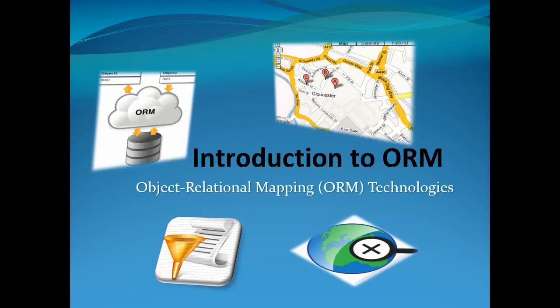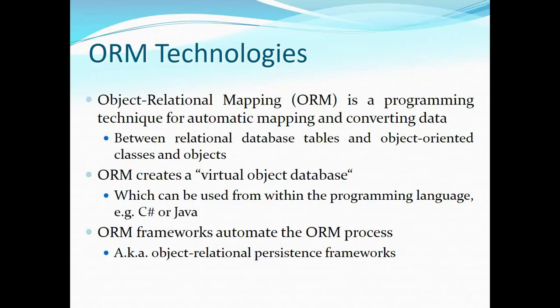Moving on, we'll see what ORM is. ORM is a programming technique for automatically mapping and converting, please note those two keywords, between relational database tables and object oriented classes and objects. Please remember that is the mapping. It's a mapping or automatic conversion between relational database tables and object oriented classes and objects. This is the mapping which we are going to do, which we have already done in LINQ.